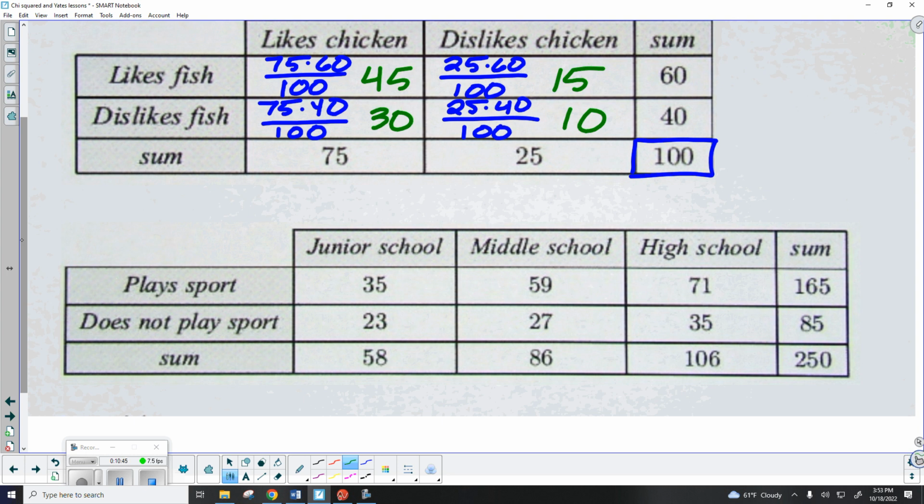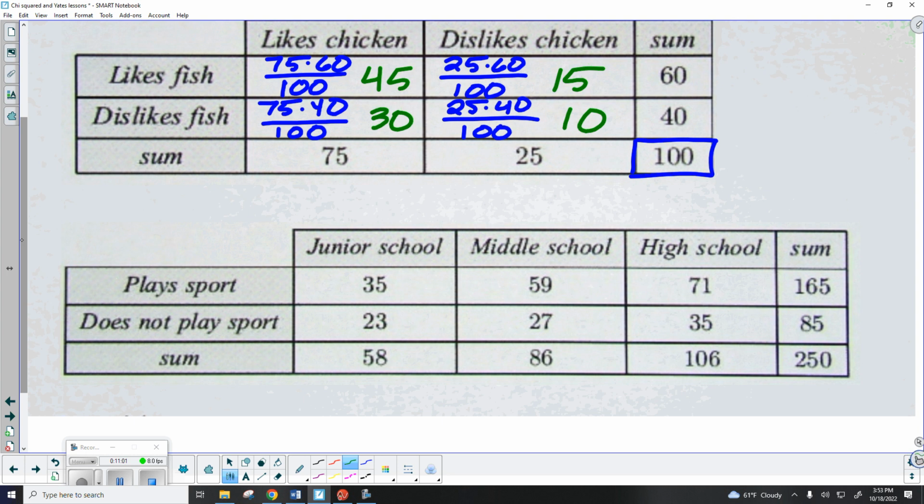Exactly. Okay. So this one here is whether or not a student plays sports and what level of school they're at. Which is kind of weird to me because I've always thought of junior and middle school as the same, but here they're making a distinction.